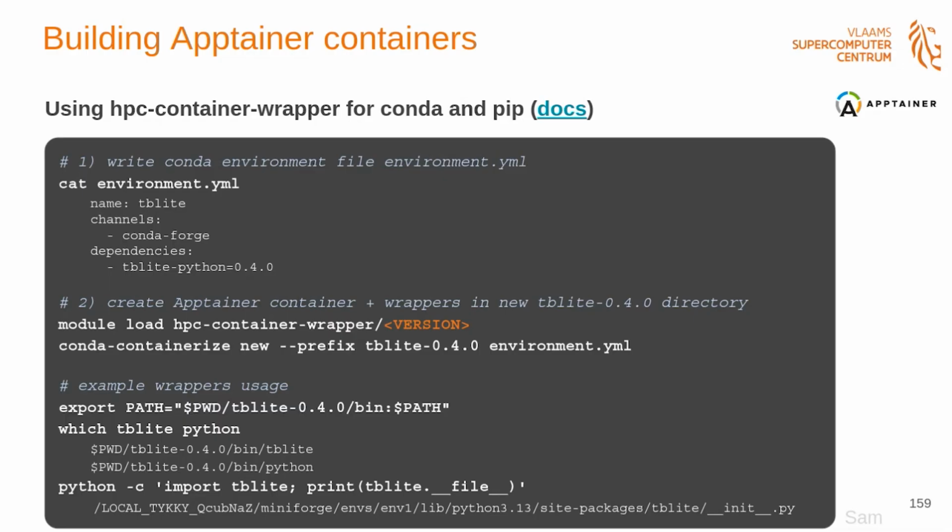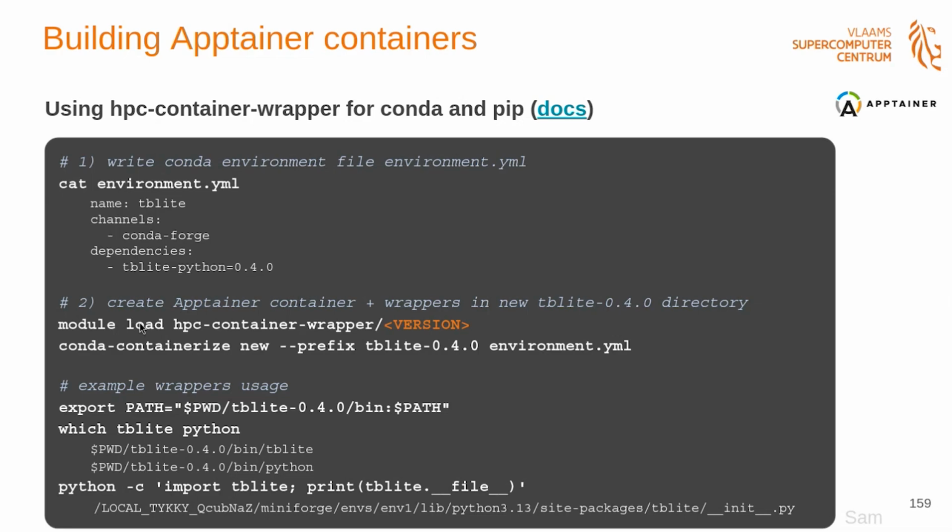That's perfect. So HPC container wrapper is very useful because it's very easy. It automates everything for you. The only thing that you need is a Conda environment file, a YAML file, for example, this one to install TB-Lite Python. Or you can also provide a Python requirements.txt file for installing with pip. So here I will show it with Conda.